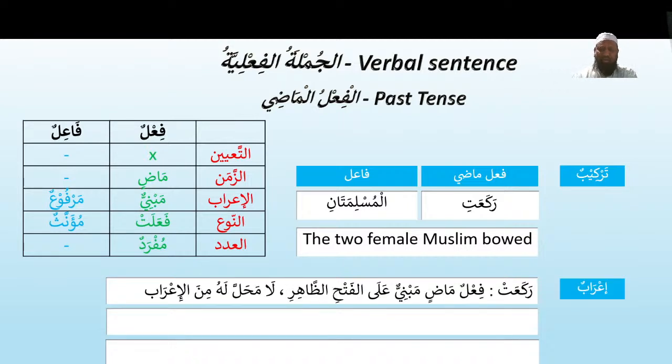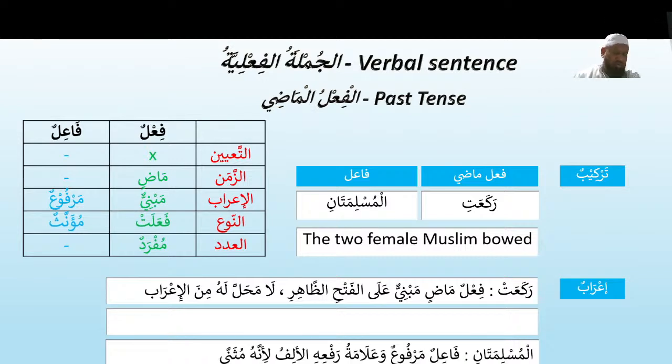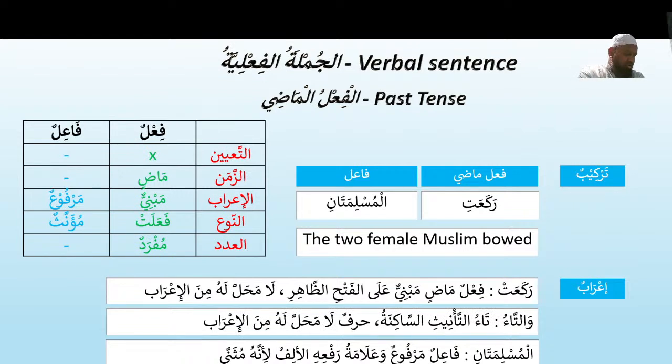إعراب: ركعت فعل ماض مبني على الفتح الظاهر لا محل له من الإعراب. عندي تاء التأنيث ساكنة حرف لا محل له من الإعراب. المسلمتان فاعل مرفوع. What is the علامة of this مرفوع المثنى؟ ألف. Yes, الألف لأنه مثنى.